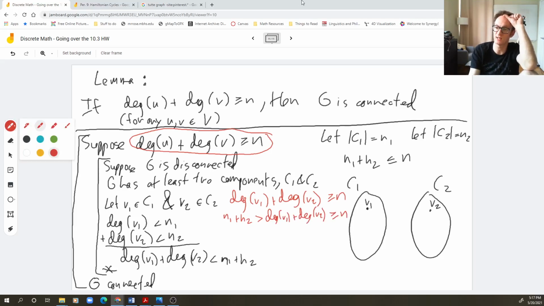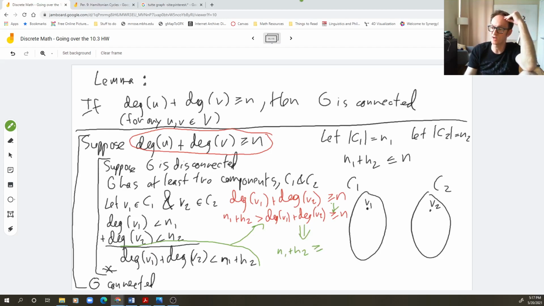I like going into this level of detail. Maybe some people don't need to, but this inequality goes here, and then this inequality goes here. And so what do I conclude from this? I conclude that n1 plus n2 is greater than or equal to n. But of course it's also true that n1 plus n2 is less than or equal to n.